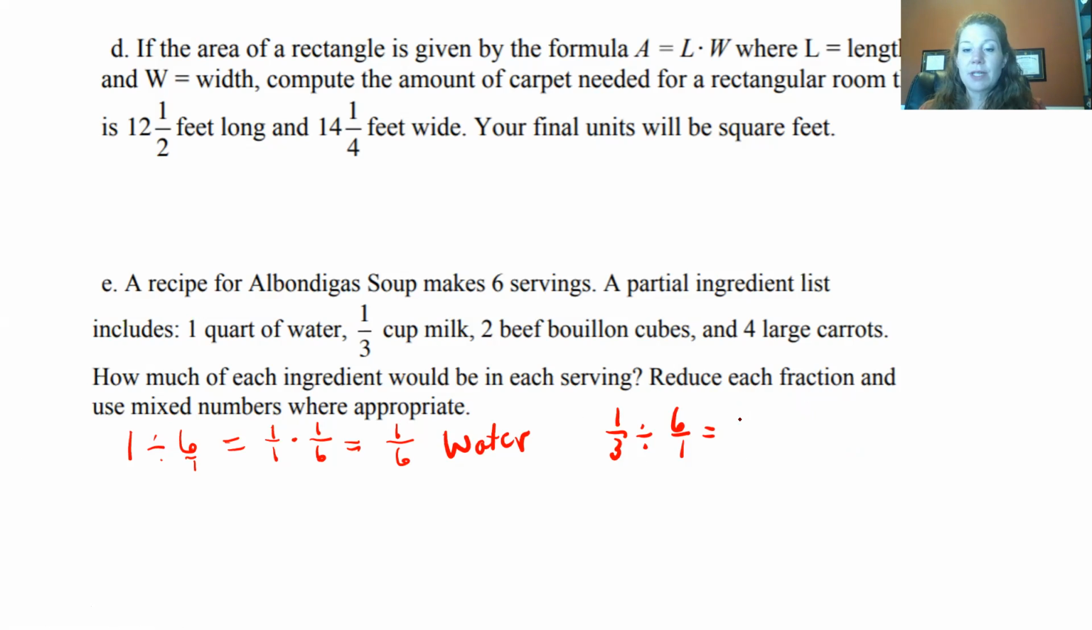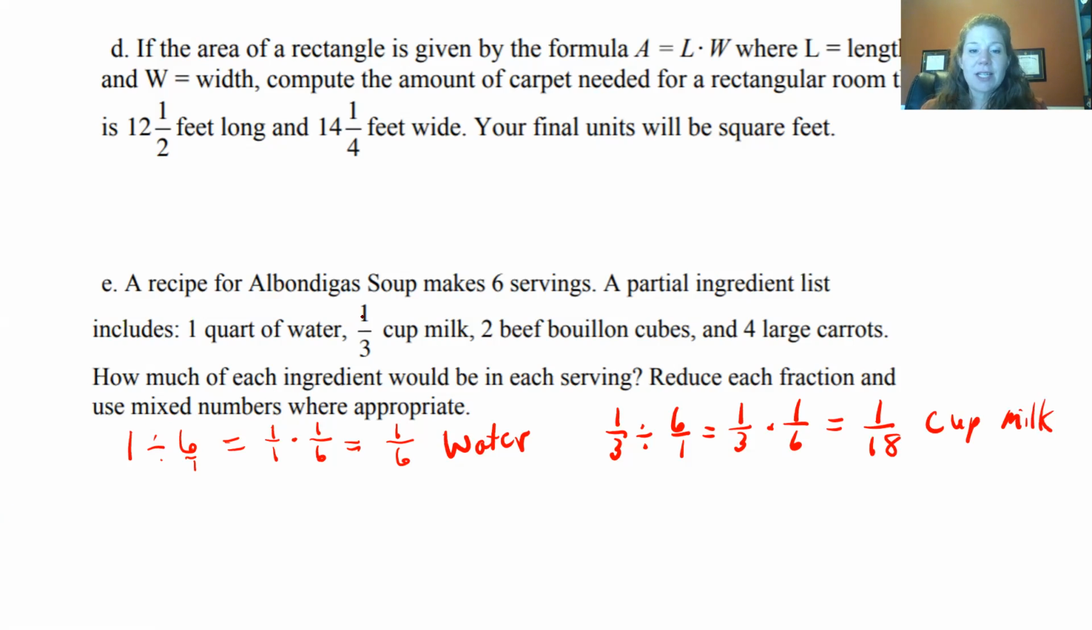All right, so now we're really going to keep it, change it, flip it, that's better. 1 times 1 is 1, 3 times 6 is 18, so 1/18 of a cup of milk. That looks a whole lot better.